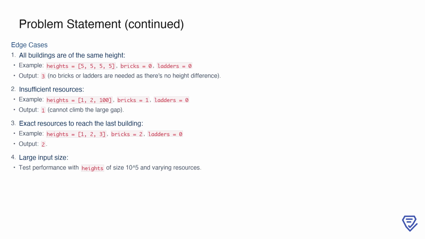Next, if you don't have enough resources, such as in heights equals 1, 2, 100, with bricks equals 1 and ladders equals 0, you can only reach building 1 before running out of resources. Now, if you have exactly the resources required, like in heights equals 1, 2, 3, with bricks equals 2 and ladders equals 0, you can reach building 2, which is the last one. Lastly, for very large input sizes, the algorithm must still perform efficiently, even if the heights array contains up to 100,000 elements.